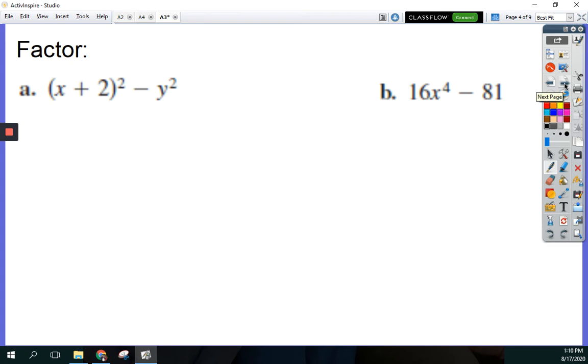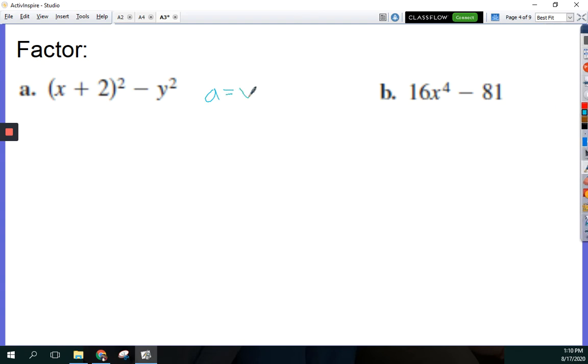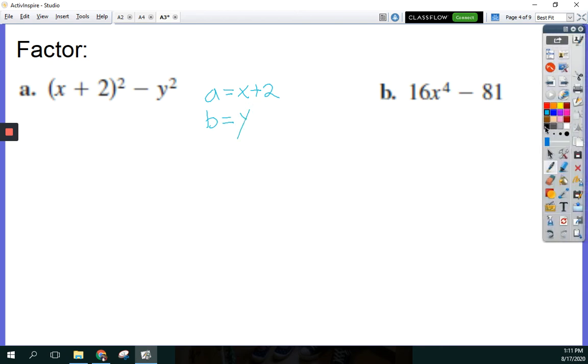Just like with our first problems, sometimes what we're factoring is not necessarily just going to be a single number or variable. It can be an expression. So in this case, our a value is x plus 2, and our b value is y. But it doesn't change our steps.